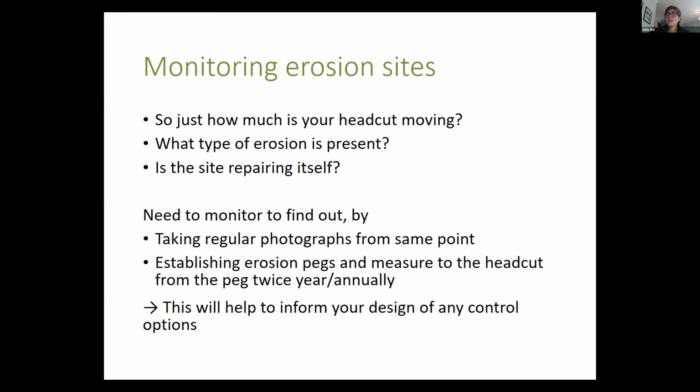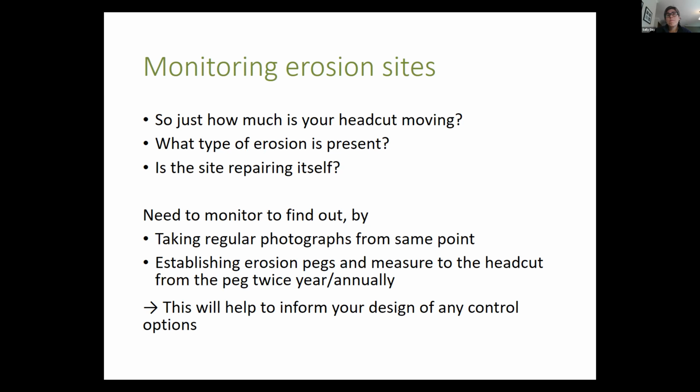The other way that you can do it is to take regular photographs from the same point and compare photographs over time, because it might be that it's not moving so much, and we can do some basic remediation at the site to start, do some planting. But we don't need to intervene to actually do some stabilisation works.